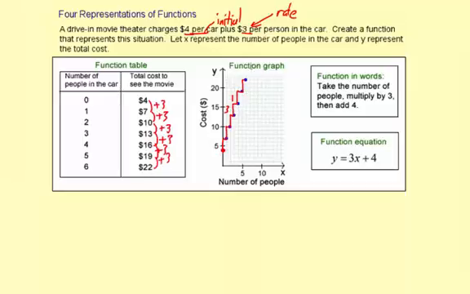So notice this graph says the same thing as this function table. So if you were to plot these points as ordered pairs, (0, 4), (1, 7), (2, 10), (3, 13), that's how you generate this graph.